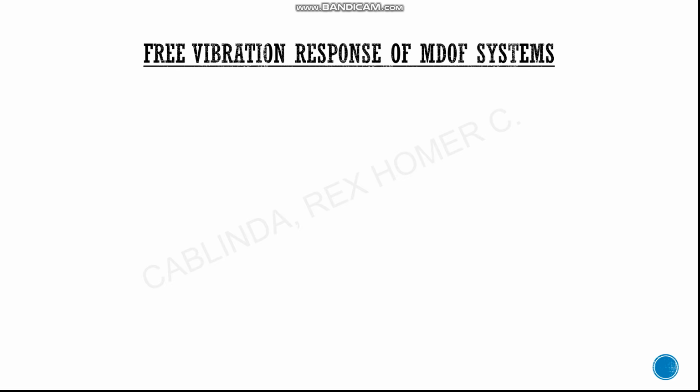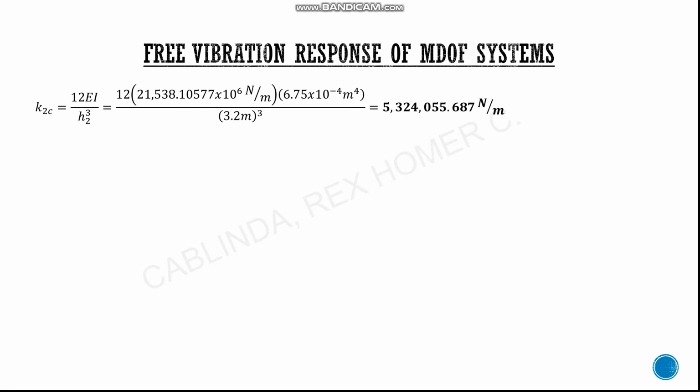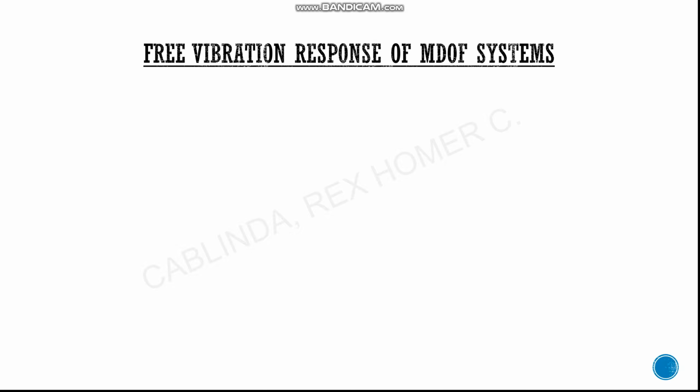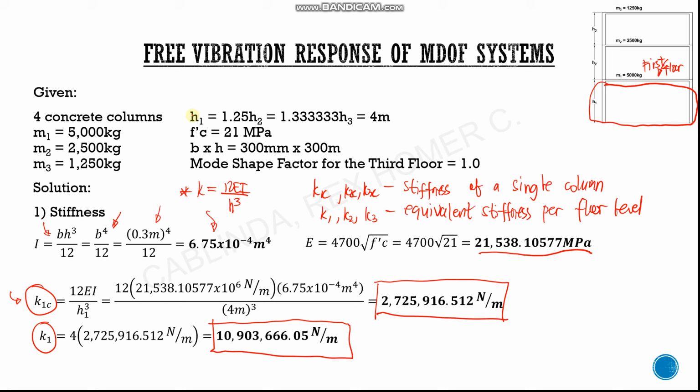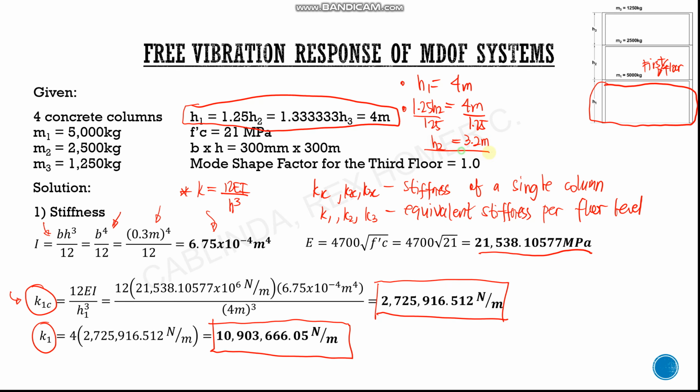Next, we get the stiffness of the second floor columns. By the way, I forgot to show you, since we have an equality here, the height of the first floor is 4 meters. We can write 1.25 H2 equal to 4 meters. To get H2, we divide by 1.25, so the height of the second floor is 3.2 meters. And for the third floor, 1.333 H3 is equal to 4 meters.